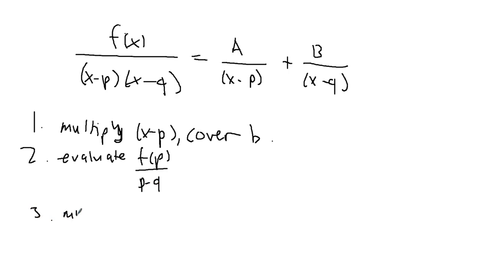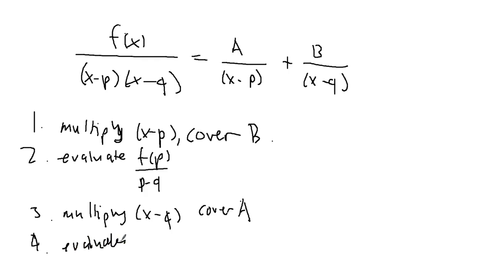Third, multiply by x minus q and cover a. I should have put these in capitals. And then fourth, evaluate f of q over q minus p.